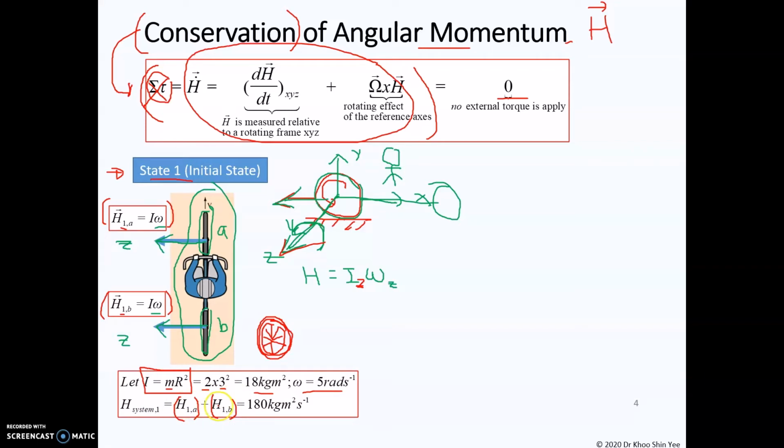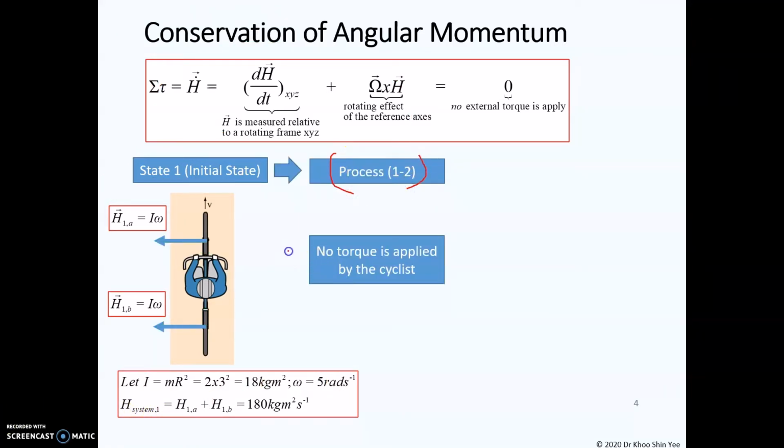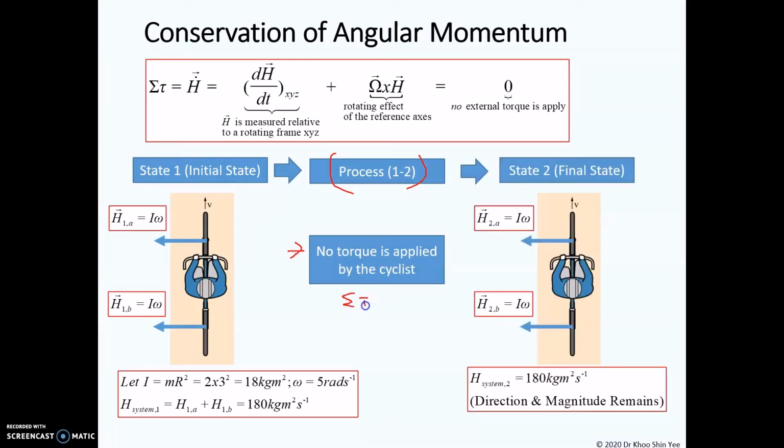With that, we succeed to obtain the angular momentum for the system. I is 18, multiplied with 5, we obtain 90. So this is the angular momentum from the first tire. The second tire has the same amplitude, therefore you obtain 180 for the total angular momentum for the whole system at the first condition. During the process, let's say there is no torque acting by the cyclist here. Since the summation of the torque is equal to 0, therefore your angular momentum will have no change, which is equal to constant.